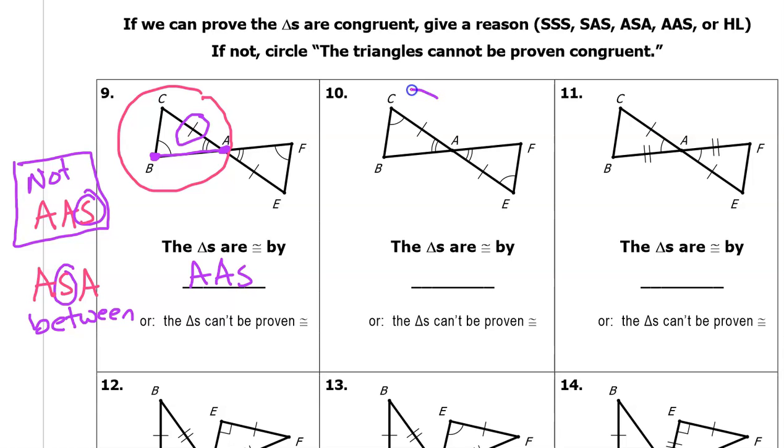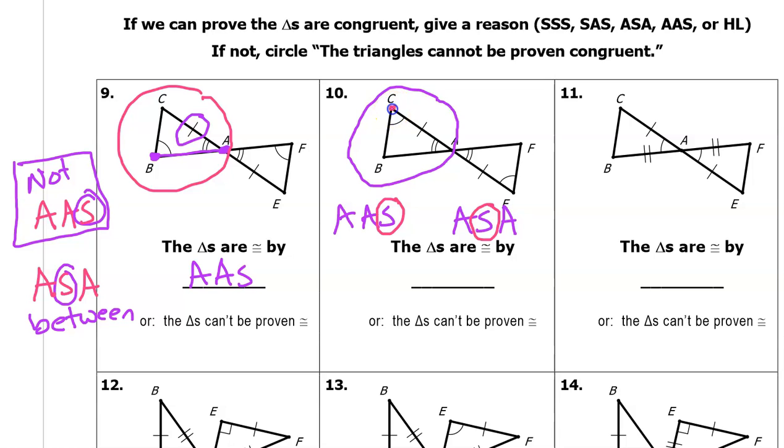All right, let's look at the next one. Again, focus on one triangle at a time. So again, I see that we have two angles and a side. So this is either going to be angle, angle, side, or it will be angle, side, angle. And the difference is, if the side is between the two angles, then it's angle, side, angle. If the side is not between the two angles, then it's angle, angle, side.